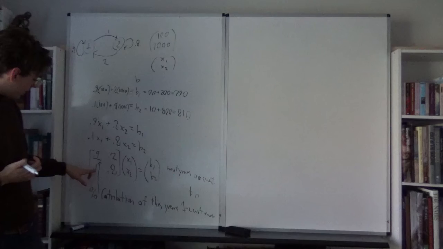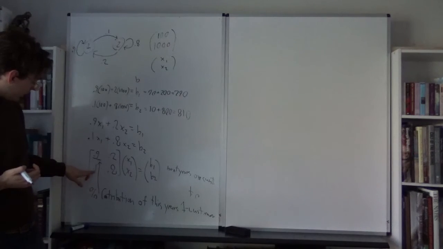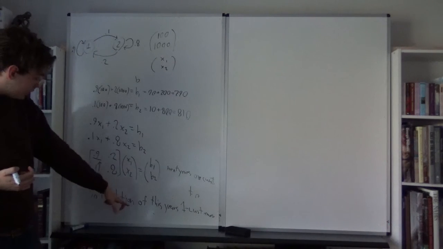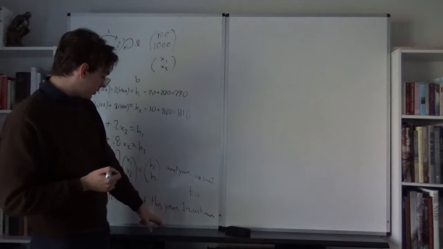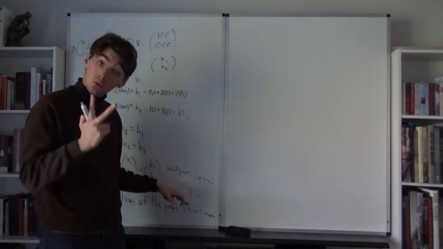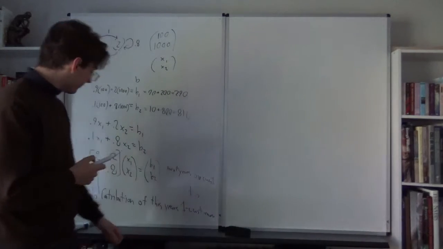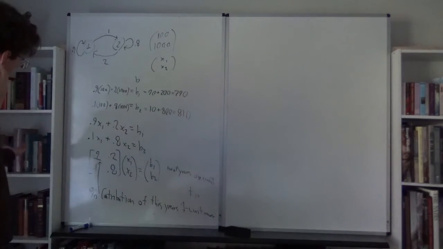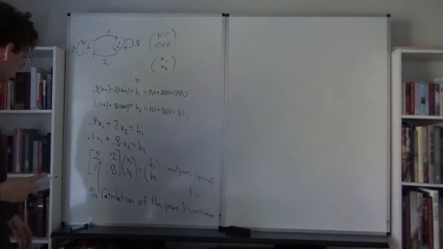So, over here it's similar. It's going to be 0.1. What does that mean? Percent contribution of this year's 1 customers to next year's, not 1, but 2 customer base. Okay? So, what's a more general way of saying this?